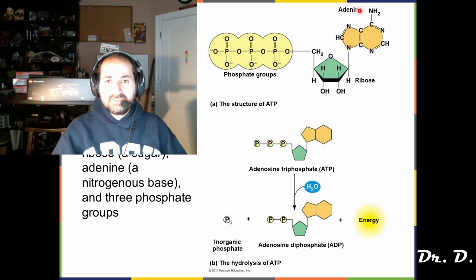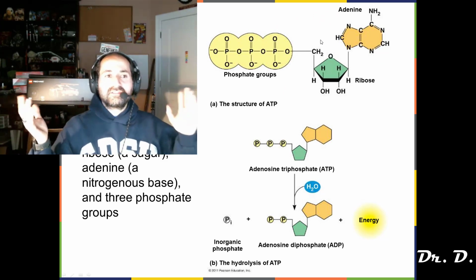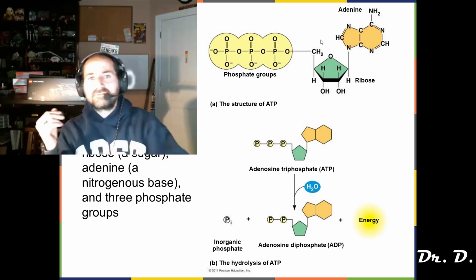Remember A's, G's, C's, and T's? This is A, right? Adenine. It's a pyrimidine, or I'm sorry, it is a purine. It has 2 rings. It is a purine. So this is adenine, the purine. This is ribose, the 5-carbon sugar. And then you have 3 phosphate groups. It's called triphosphate. So this is essentially a nucleotide. That's why it's called a nucleotide triphosphate.